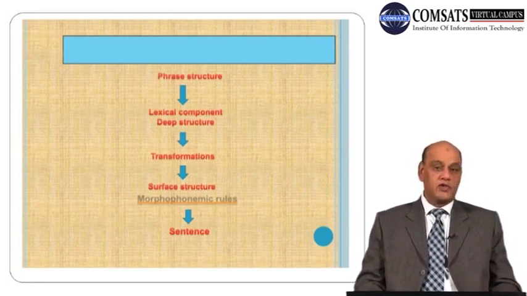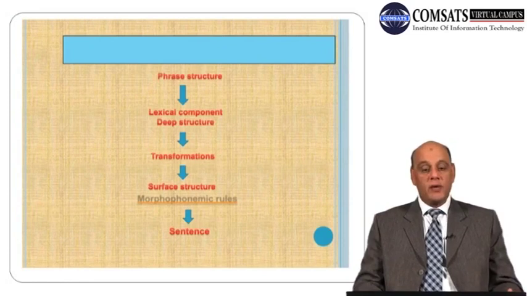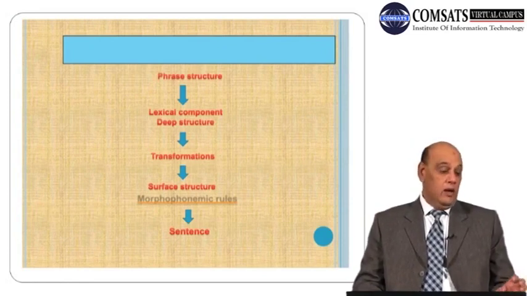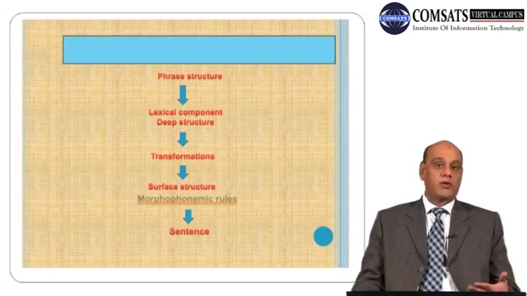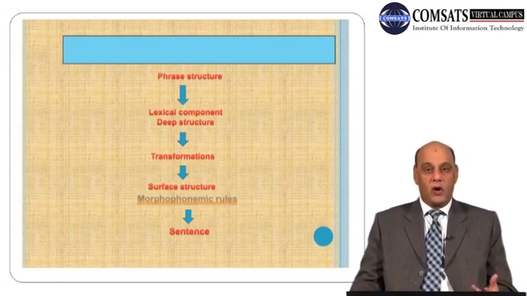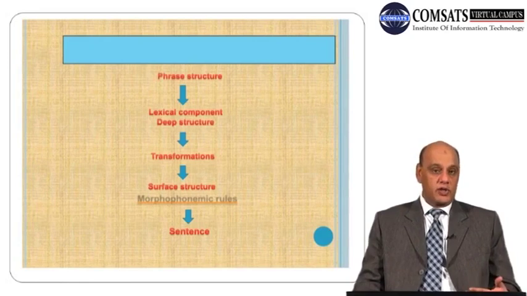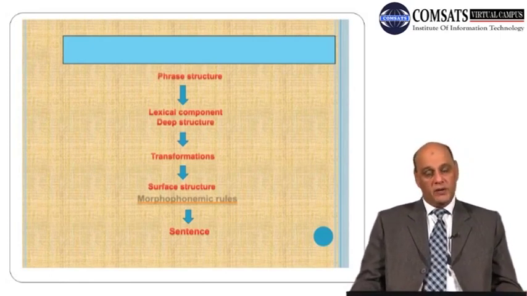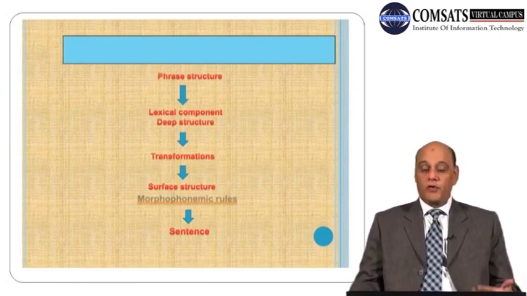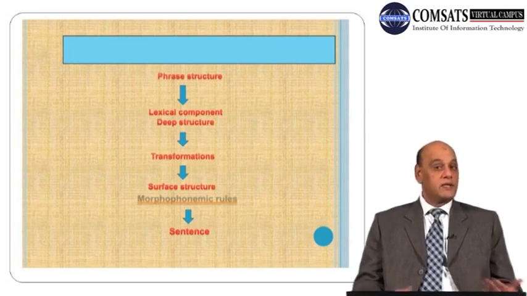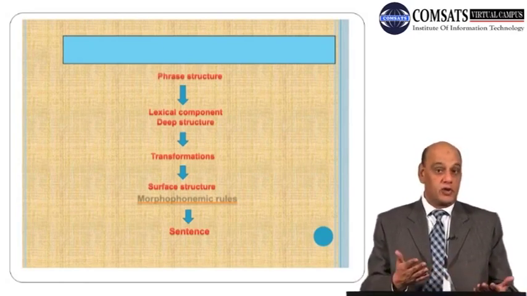We see that there is a phrase structure first of all, and then the lexical component, and then the deep structures, which contain the original meaning of the sentence, or the actual concept of what is to be said later. Then through transformations you get a surface structure. Surface structure is basically the top structure, which may not mean the same as the deep structure, and from surface structure finally we get a sentence. This means that behind a sentence there is a deep structure as well.